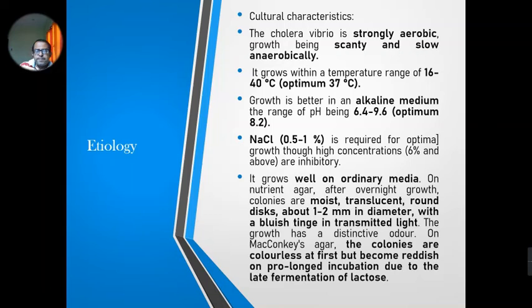Now when we grow this bacteria on MacConkey's agar, firstly the colonies produced are colorless, but after some prolonged incubation the colonies become reddish in color, because this bacteria ferments lactose very late. So that's why the colonies on MacConkey's agar after prolonged incubation become reddish in color.